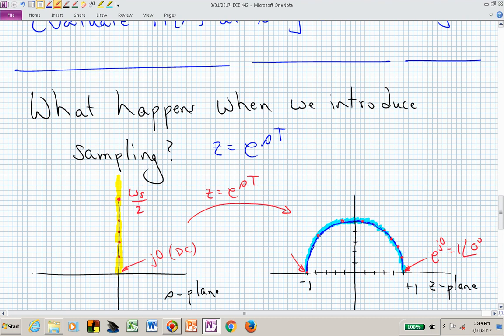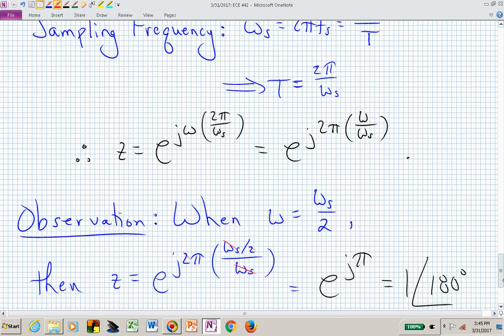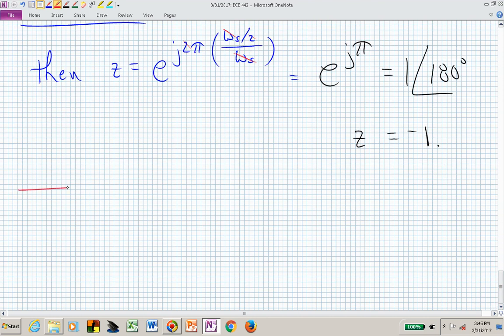Now we're at the point minus 1. So this now represents an omega value equal to omega sub s over 2, which means that we really can't go any further. Once we have reached minus 1, once we start going around in the bottom half of the unit circle, because we're dealing with real coefficients, we really are not seeing any new frequency content in the discrete time setting. So now let's see what that means relative to what we've just demonstrated.